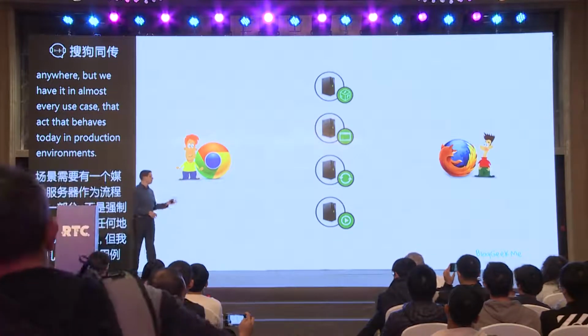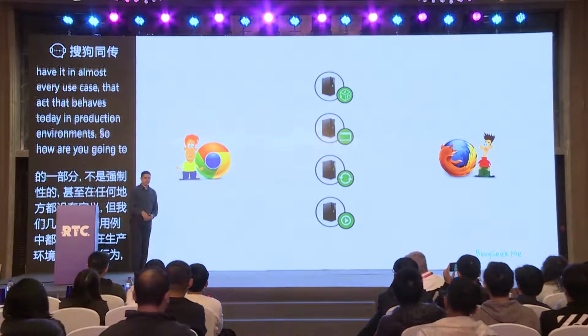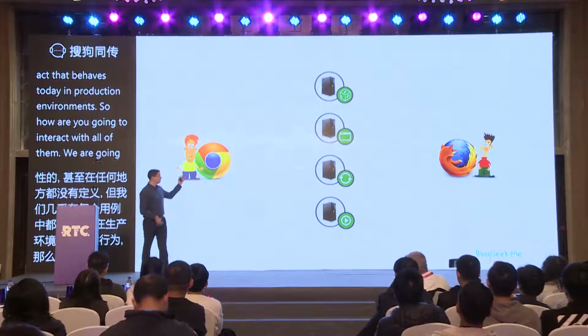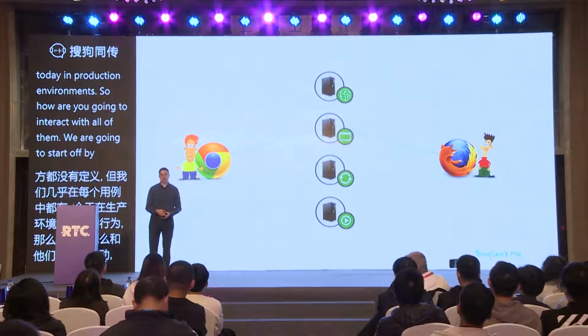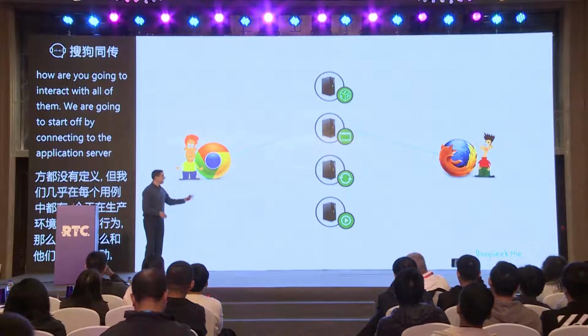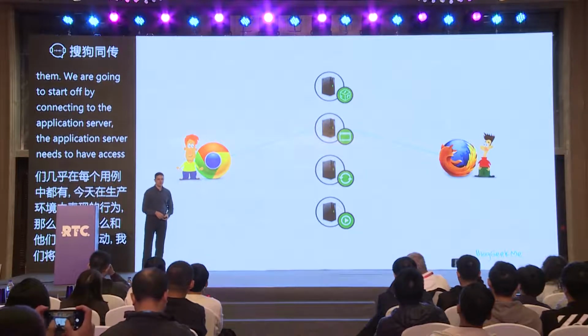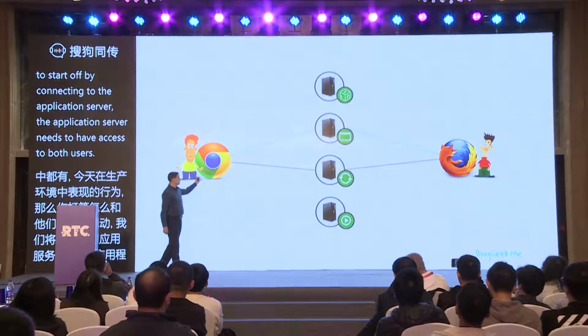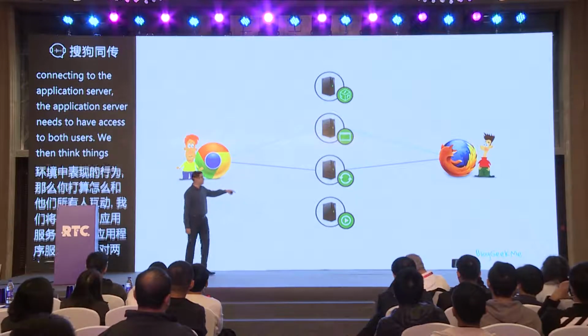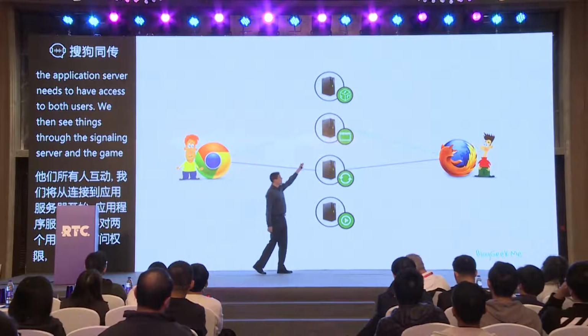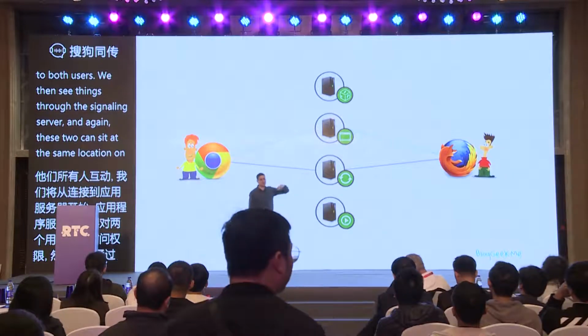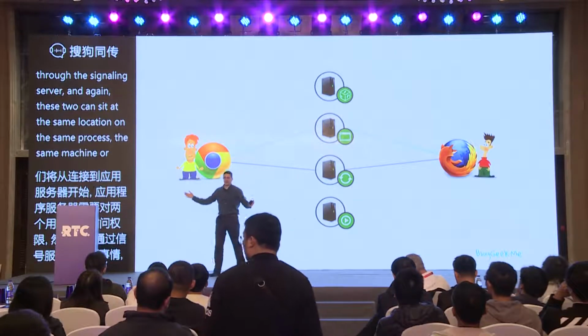So how are you going to interact with all of them? We're going to start off by connecting to the application server. The application server needs to have access to both users. We then signal things through the signaling server. And again, these two can sit at the same location on the same process, the same machine, or they can be totally decoupled from one another.